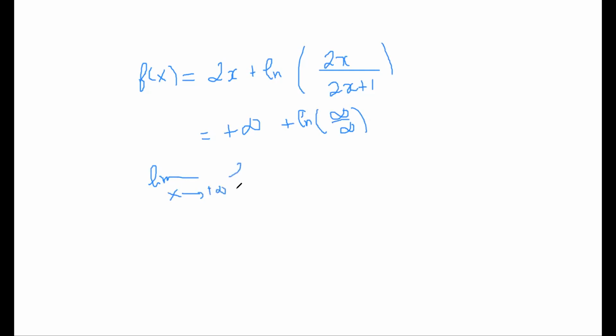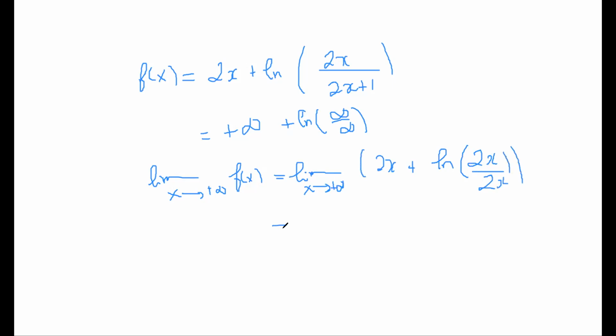Highest over highest. The limit of f(x) equals the limit as x tends to plus infinity. At 2x, we leave it 2x, plus ln, and inside we take highest over highest. What is highest over highest? 2x over 2x, the ln of 1. You don't replace, yes? This is 2x plus ln 1. How much is ln 1? 0. So we get plus infinity. Any questions about the limit, Aida?